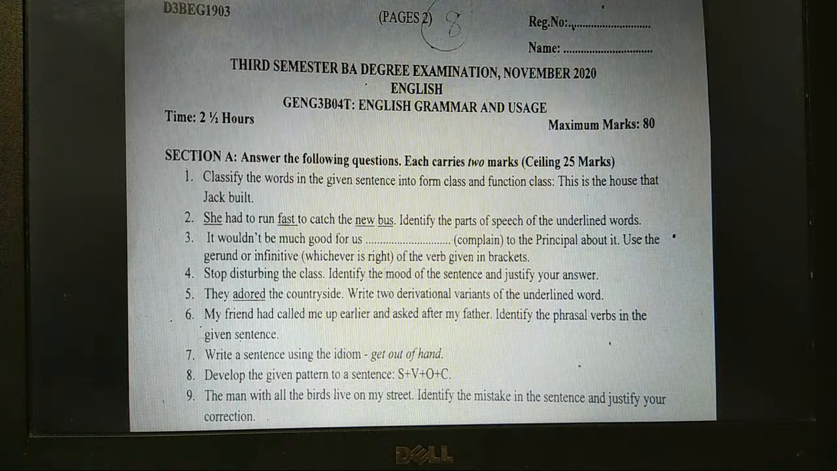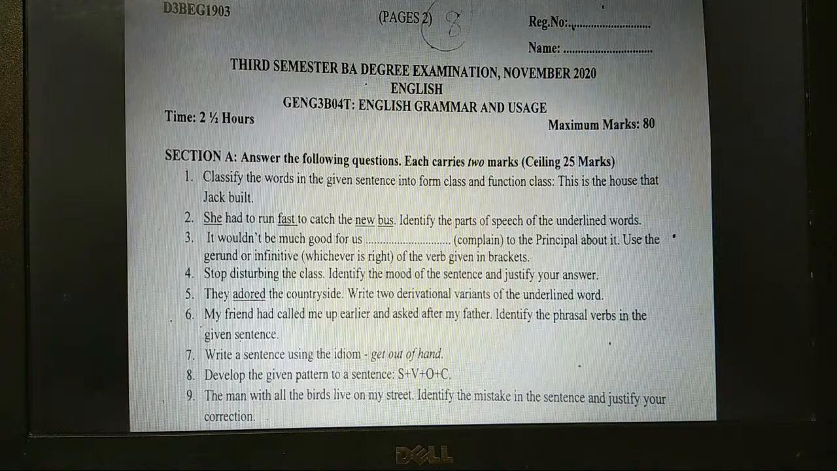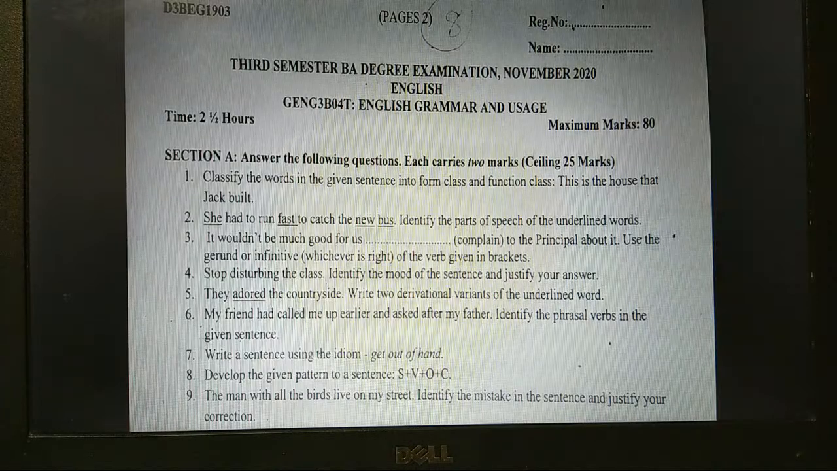Identify the mistake in the sentence and justify your correction. This is very important. My dear students, you will have similar questions in your examination. Definitely you will have to correct sentences. Now look at the sentence. The man with all the birds live on my street. Identify the mistake in the sentence and justify your correction. So this sentence, what is wrong there? The man with all the birds live.